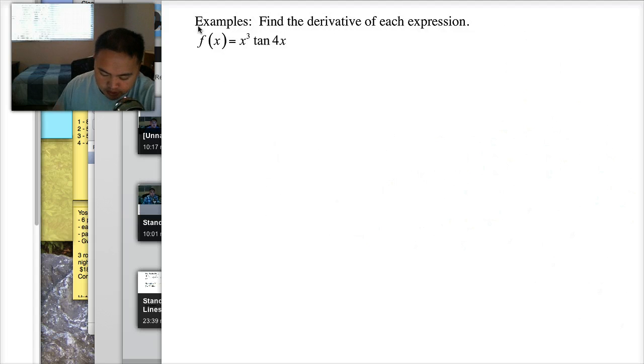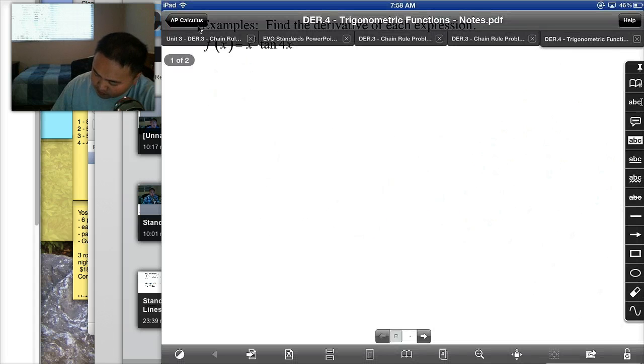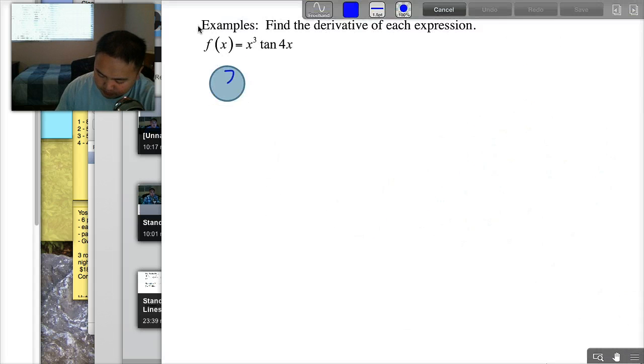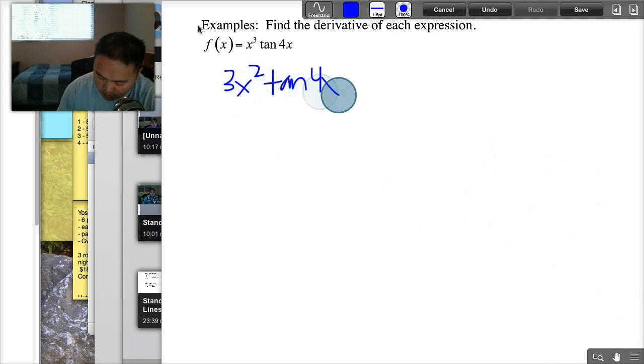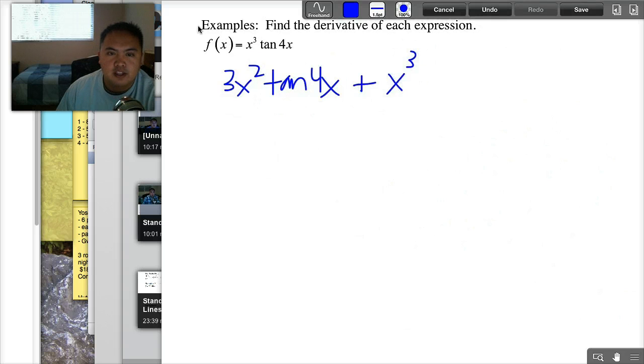Okay, so I'm going to take the derivative of the first one and leave the second one alone. Okay, so far? Plus, because this is product rule, I'll leave the first one alone, and then I'm going to take the derivative of the second one. And this is where it gets a little bit tricky.